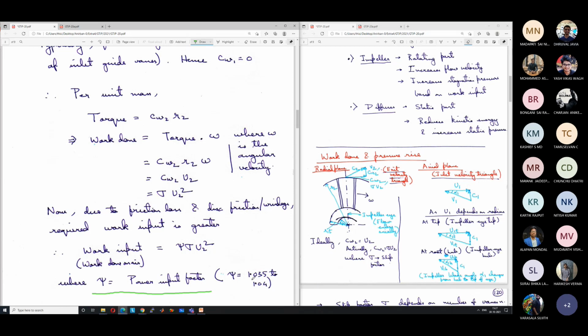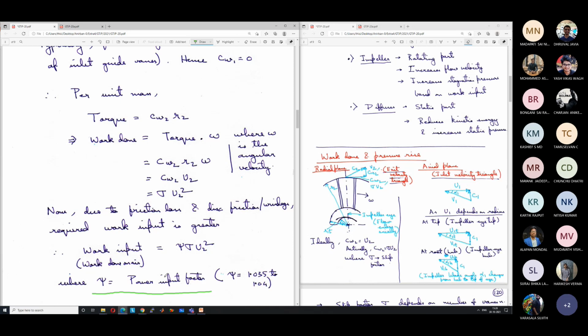So ideally, if there is no friction, this factor is equal to 1. If there is no friction, the work that I have to supply to generate this much torque is equal to sigma into U2 square. But in real life, because there will be some friction loss, I have to supply a work which is slightly more. How much more? It is given by this: 1.04 or 1.035 into sigma U2 square. So this additional factor is known as the power input factor.